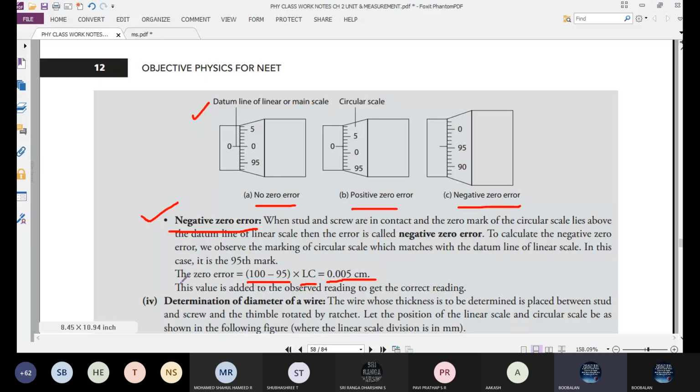Just note this formula. In the diagram, for negative zero error, you can write the zero error as 100 minus 95 into least count. The least count of the screw gauge is 0.001 centimeter.